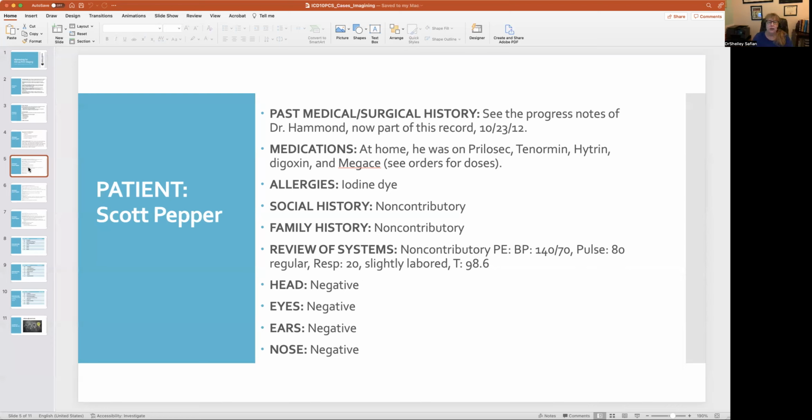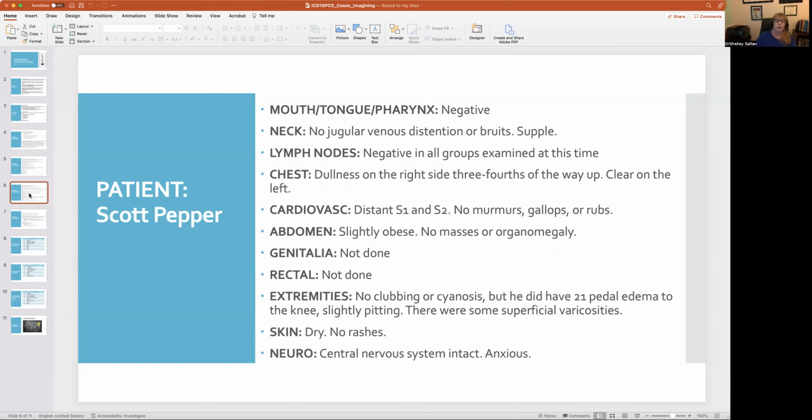Any observations for HEENT? T will be the throat, okay? Head, eyes, ears, nose, negative, negative, negative, negative. Good job. Okay. Mouth, tongue, pharynx, negative. Neck, no jugular venous distension or bruits, supple. Lymph nodes, negative in all groups examined at this time.